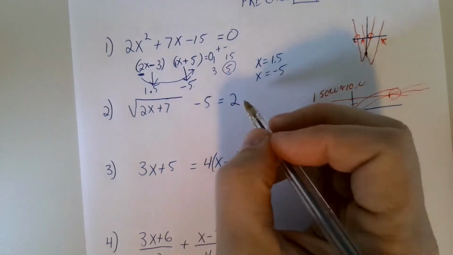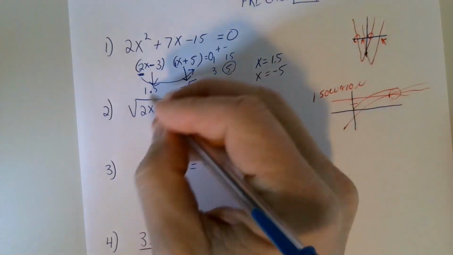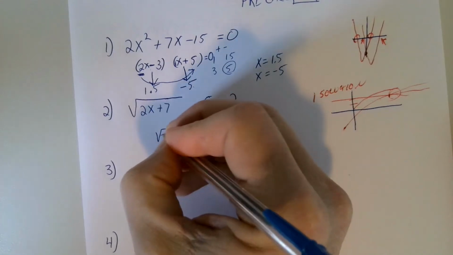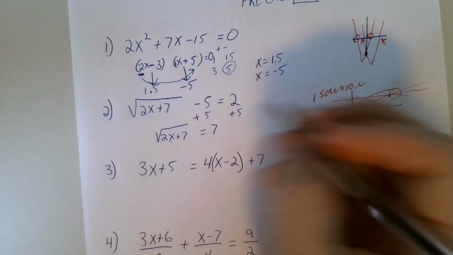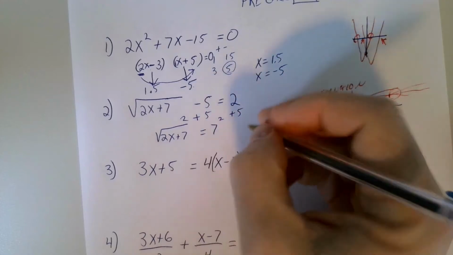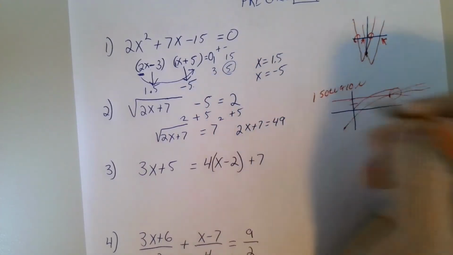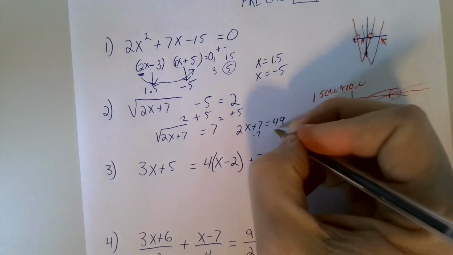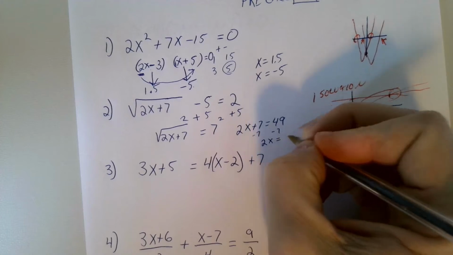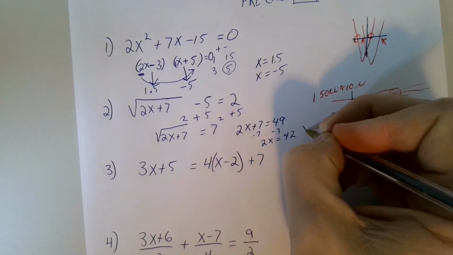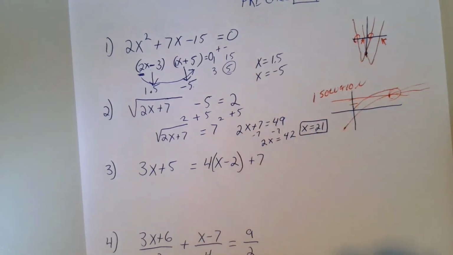So I'm going to add 5. I'm going to add 5 so that I can isolate this radical. So now I get the square root of 2x plus 7 equals 7. I square both sides, and I get 2x plus 7 equals 49. Subtract 7, 2x equals 42, and divide by 2, and I get x equals 21.